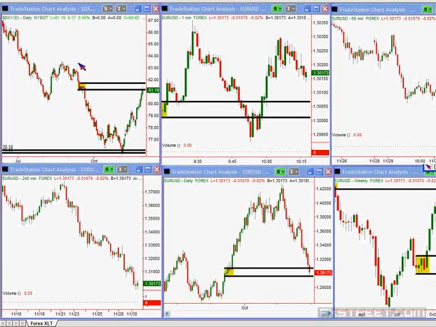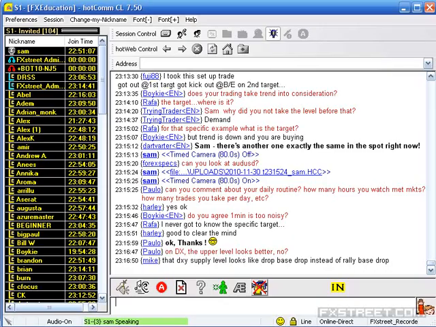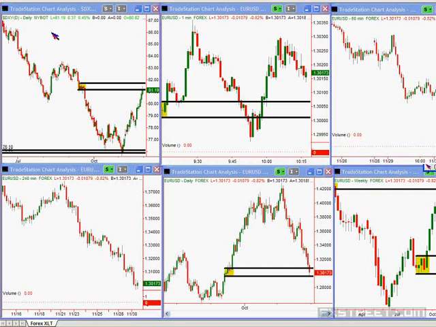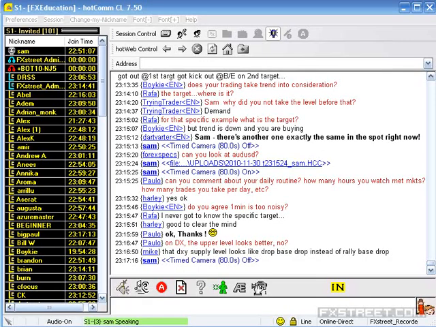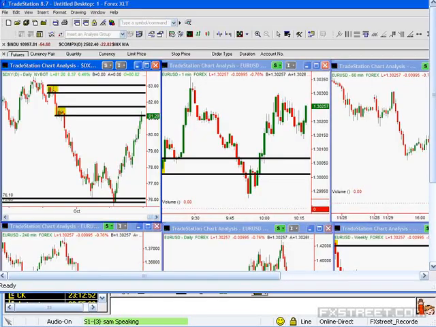Paulo's pointing out something I was going to talk about in a minute, but we can point it out now. He's saying, what about the level above? That looks better. I would agree with you. It's more of the rally-based drop that we're looking for. Remember, our best levels are rally-based drop for supply, drop-based rally for demand, not rally-based rally and drop-based drop. Okay, so there's that. Let me grab this chart for you here.